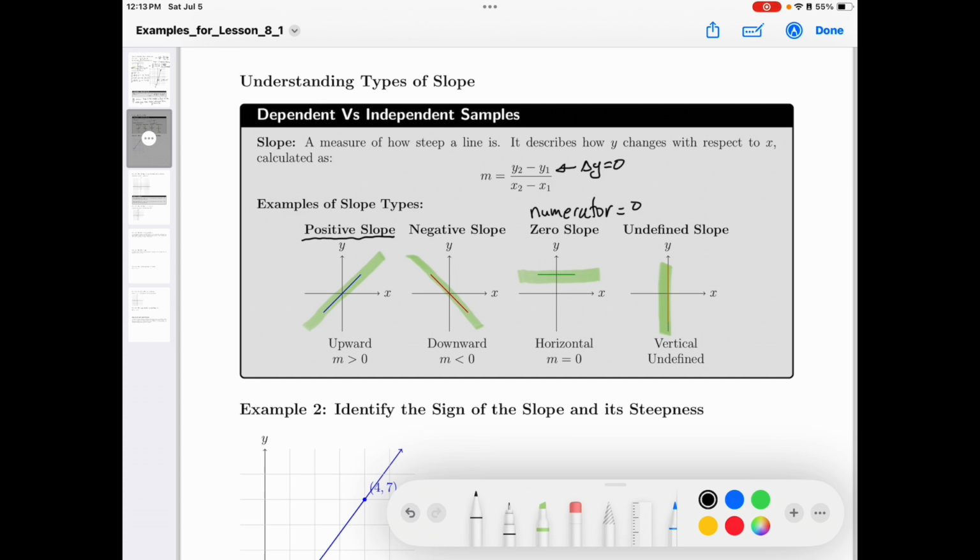Now, when you have an undefined slope, that's when the denominator is equal to 0. And that is undefined. So if you had the change in x is equal to 0, that means you could have some number, let's say it's 5/0, and that's undefined. So these are your special cases. But most of what we're going to be looking at is going to be positive and negative slope.